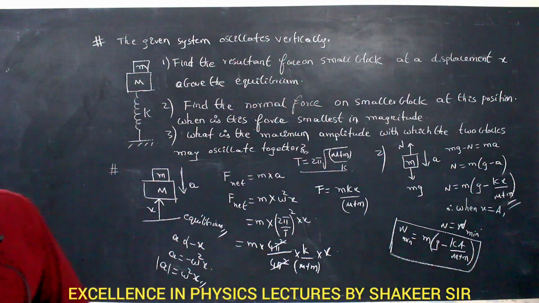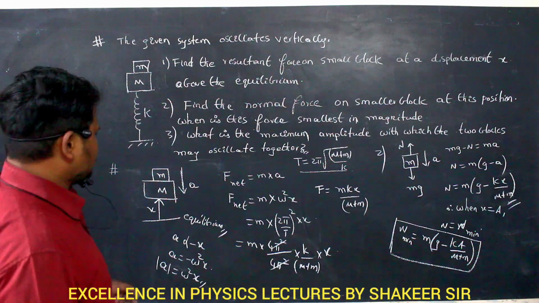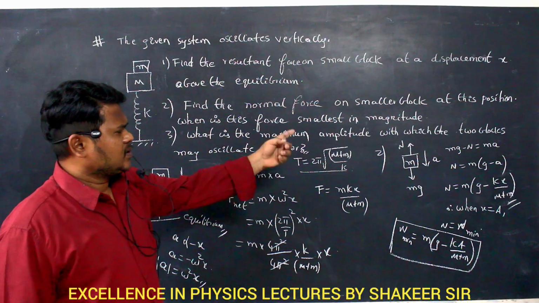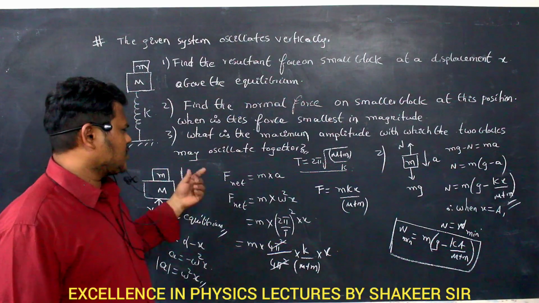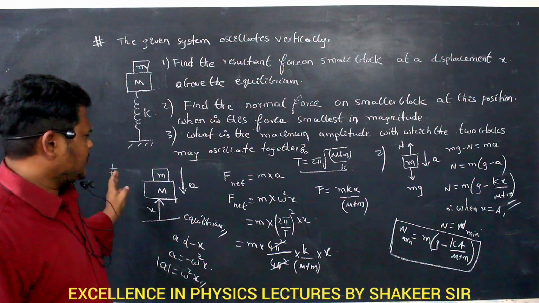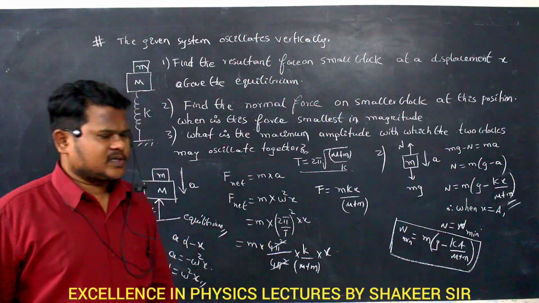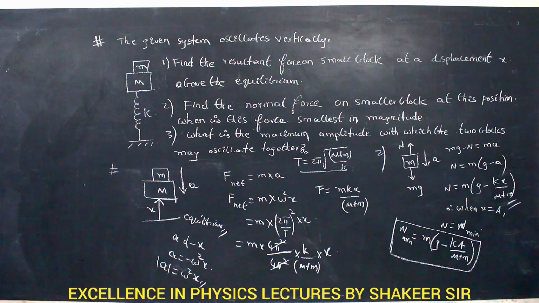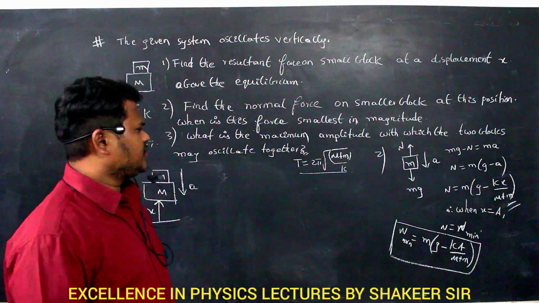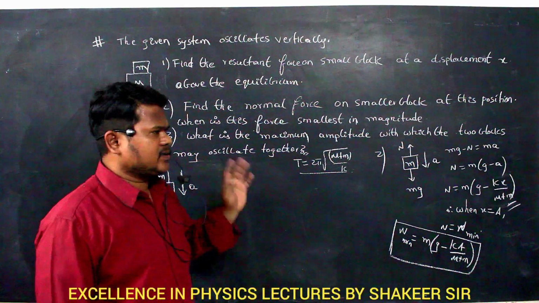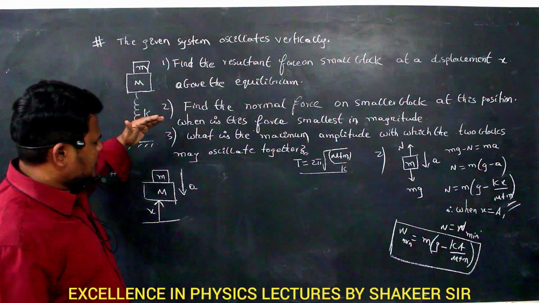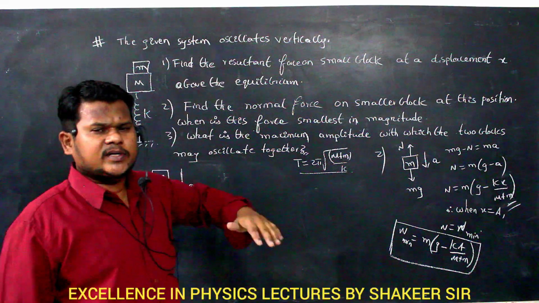Now let us see one more question, no? The next question is: what is the maximum amplitude with which the two blocks may oscillate together? Clear? So first of all make a note up to here, then we will study the next question. The third question is what is the maximum amplitude with which the two blocks may oscillate together? What is meant by together? What is the maximum amplitude that can move so that they can move together?